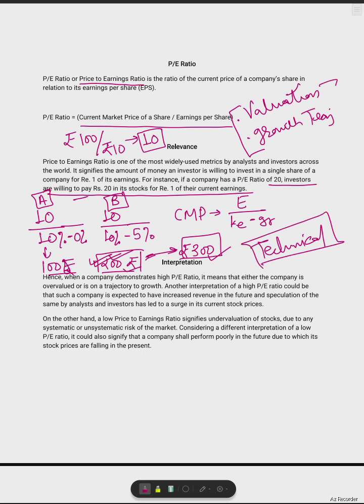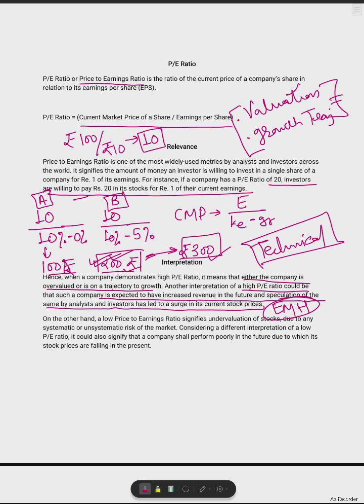But for fundamental analysis, you will see the valuation and growth trajectory that we discussed in the first minutes of this video. So the interpretation is that when a company demonstrates a high PE ratio, it means that either the company is overvalued or is on a trajectory of growth. Another interpretation of a higher PE ratio could be that the company is expected to have increased revenue in the future, and speculation of the same by analysts and investors has led to a surge in the current stock price. So you know the efficient market hypothesis that is there.